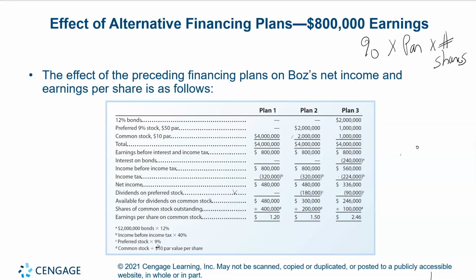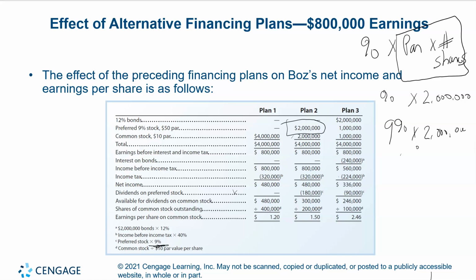Well, we also know that par times number of shares is the value given here. So par times number of shares for Plan 2 equals the 2 million. So all we have to do to figure out the dividend is multiply that by the dividend percent, which is given down here as 9%. So if I say 9% times 2 million, that's 180,000. 9 times 2 is 18, so 180,000 is my dividends for Plan 2.